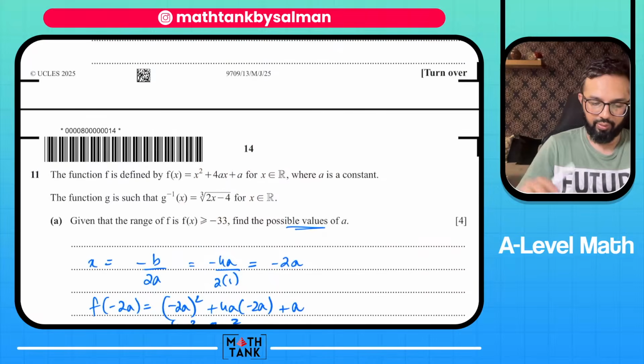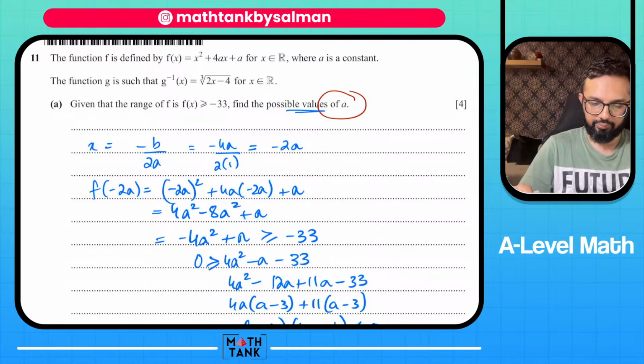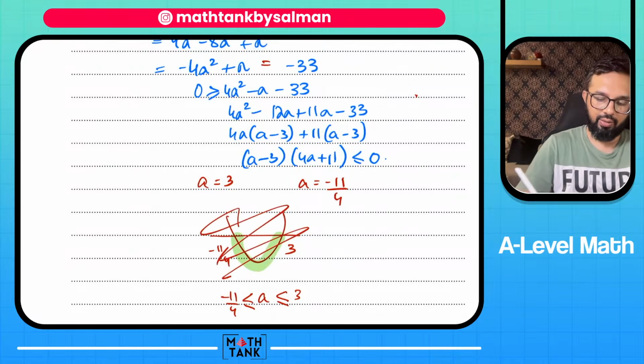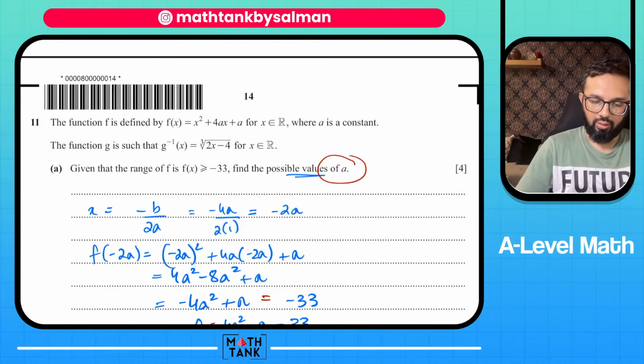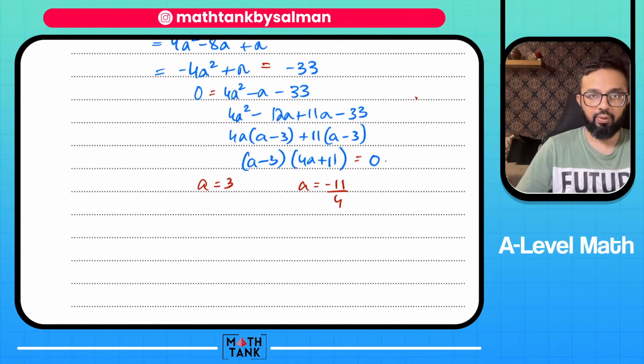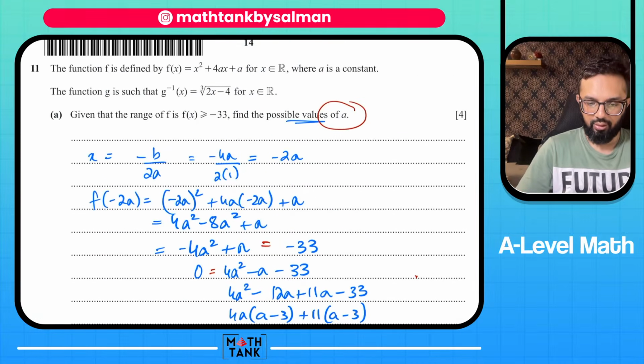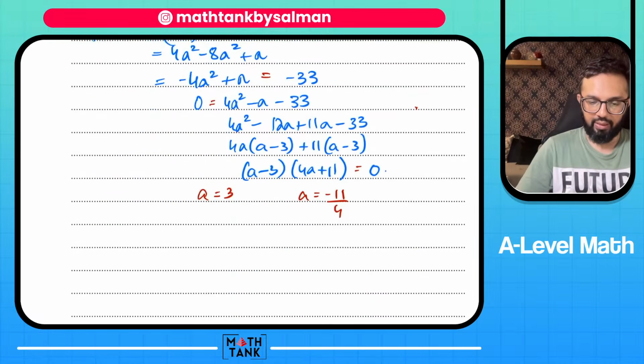Question is asking me something different. Find the possible values of a. Oh, the y coordinate of the turning point has to be equals to minus 33, right? I don't have to do all of this. My bad. Okay. Because the range, whatever the value of a will give you the range then. So that's one of the possible values of a.